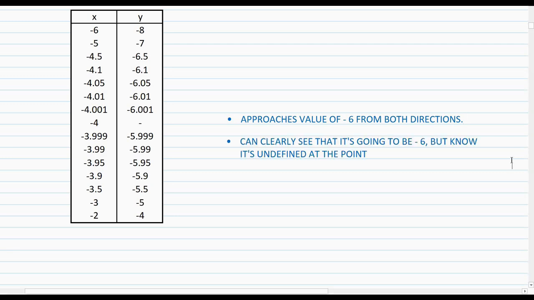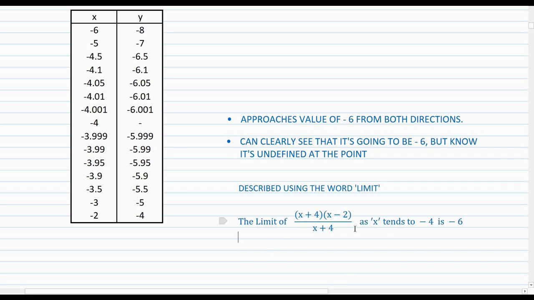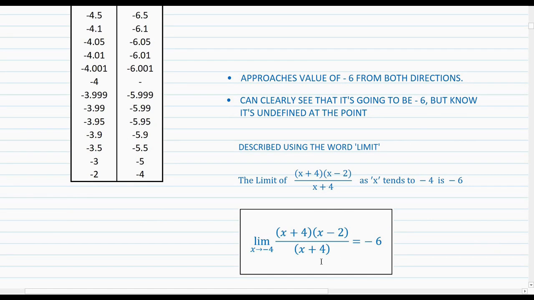This value it approaches is described using the word limit. The way to describe what's happening is saying the limit of x plus 4 times x minus 2 over x plus 4 as x tends to negative 4 is negative 6. And the mathematical way of writing it is, which is read exactly how I just mentioned, as described here. The key takeaway from this and what it means is that a function can have a limit at a point where it's undefined.